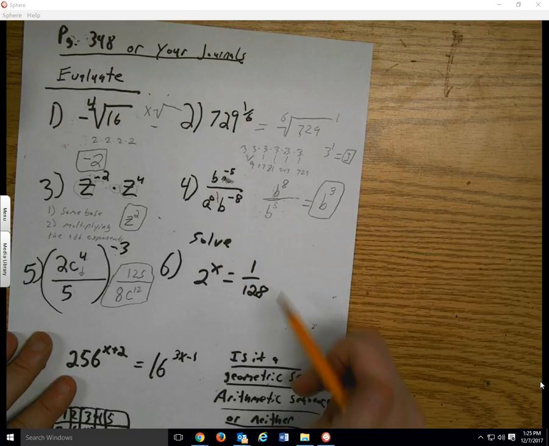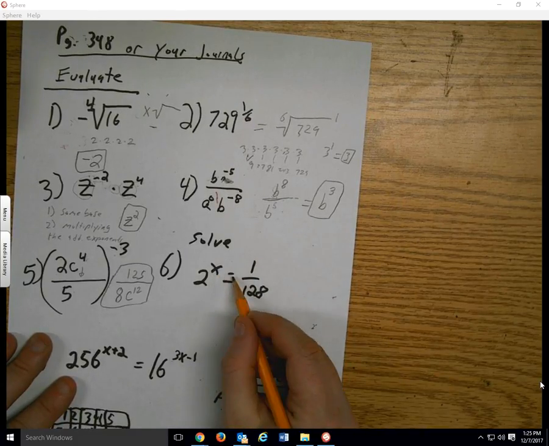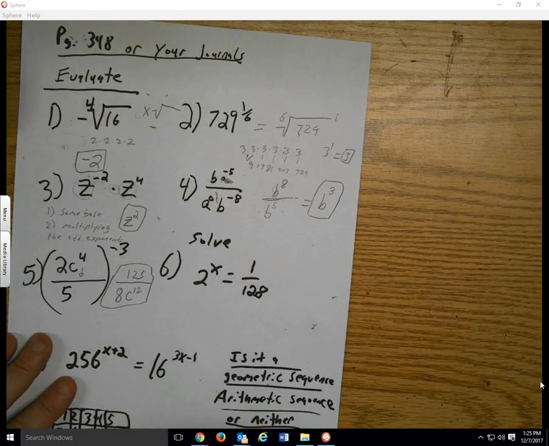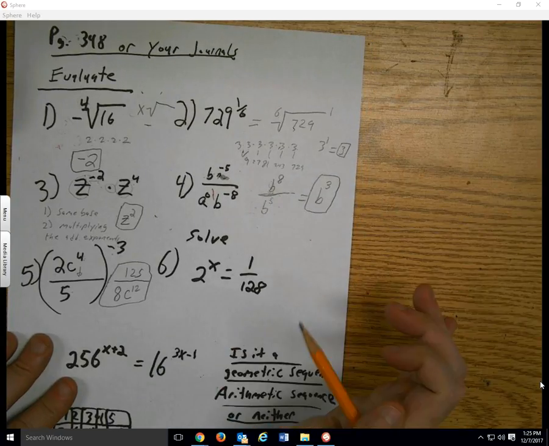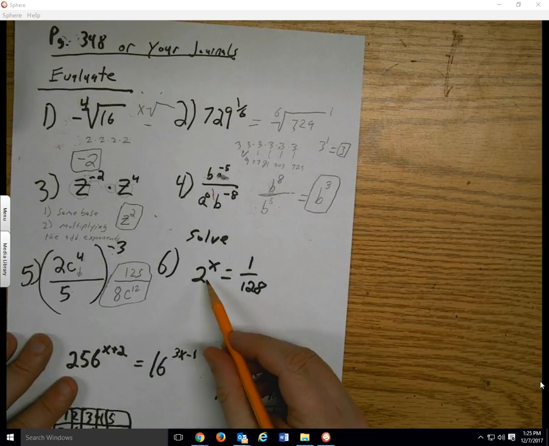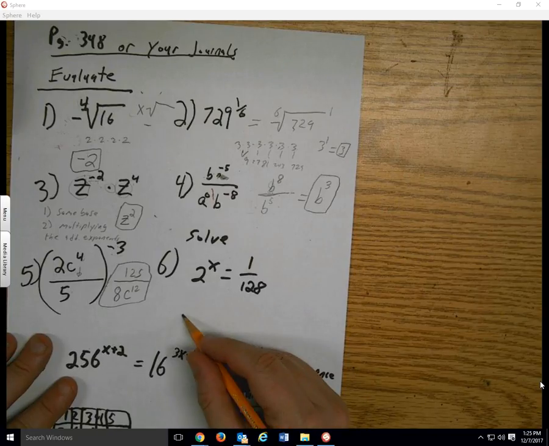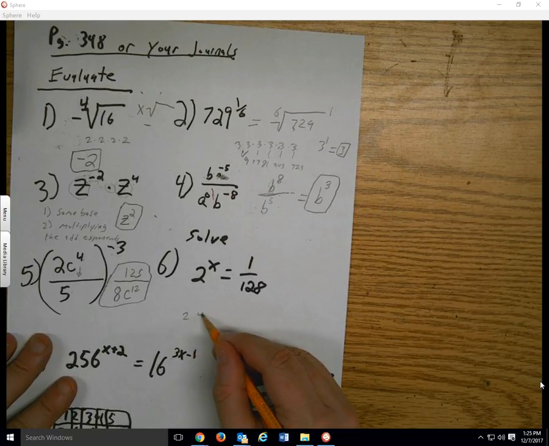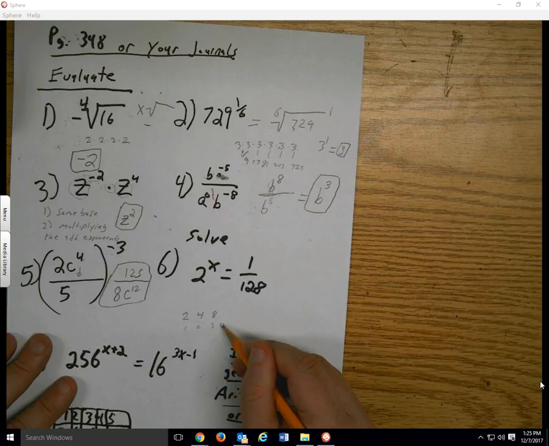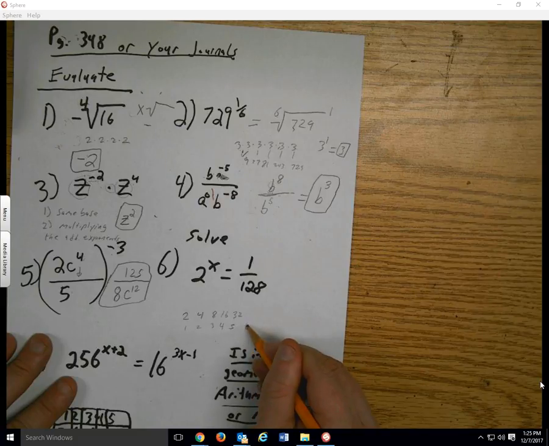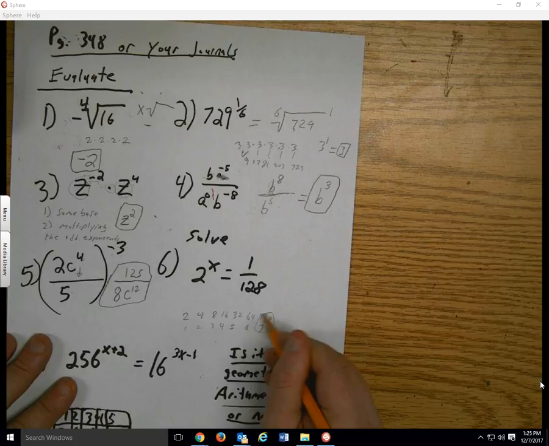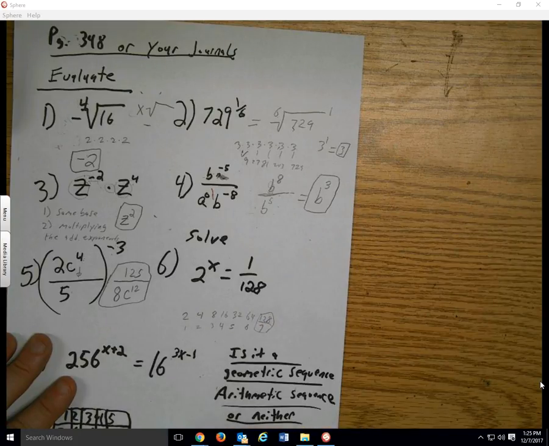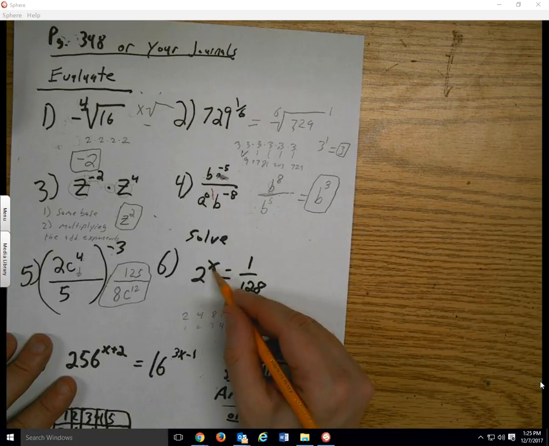This one you have to think a little bit. 2 to what power equals 1 over 128? So what I like to do in these problems is think about 2 times what would be 128. So let's do 2 to the 1st, 2 to the 2nd, 2 to the 3rd power would be 8, 2 to the 4th power to be 16, to the 5th power to be 32, to the 6th power to be 64, to the 7th power 128. Okay, we found it. You just double the numbers each time, and that's how you do 2 powers. So it's to the 7th power.